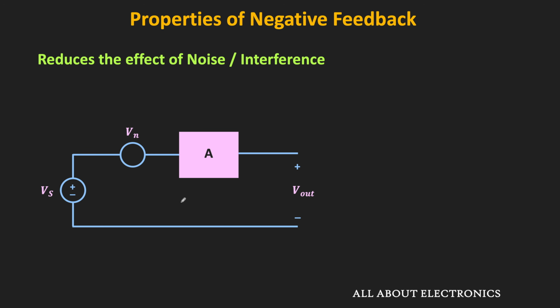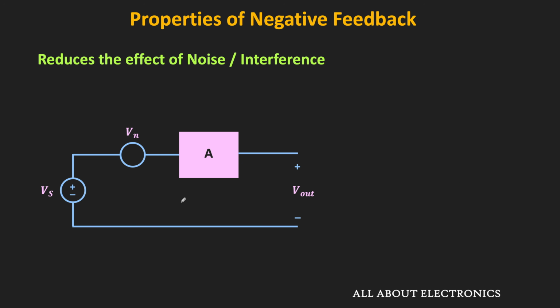So for this amplifier, at the output, if we see the signal to noise ratio, then that is equal to A times Vs divided by A times Vn, or we can say that is equal to Vs divided by Vn. So now let us assume that it is possible to build another amplifier which does not suffer from the noise or the interference. That means whenever the signal is applied to that amplifier, then it only amplifies the input signal and it does not amplify the noise signal.